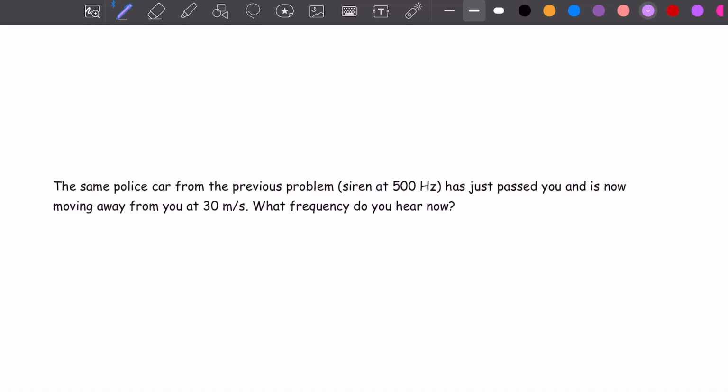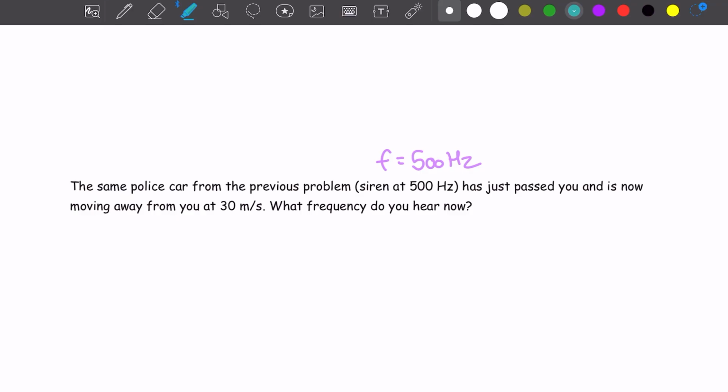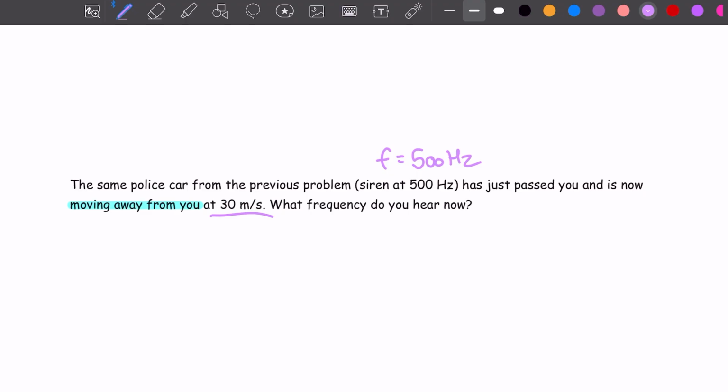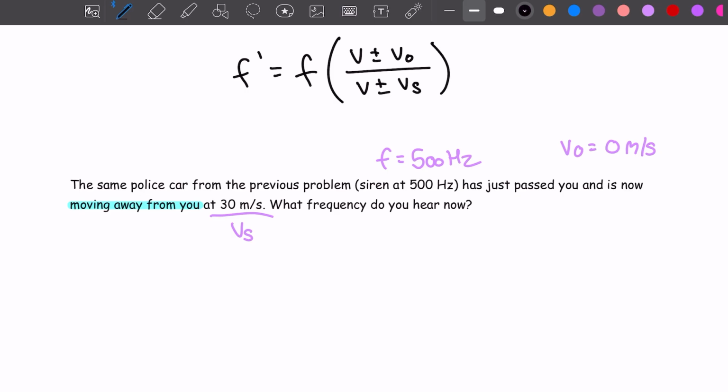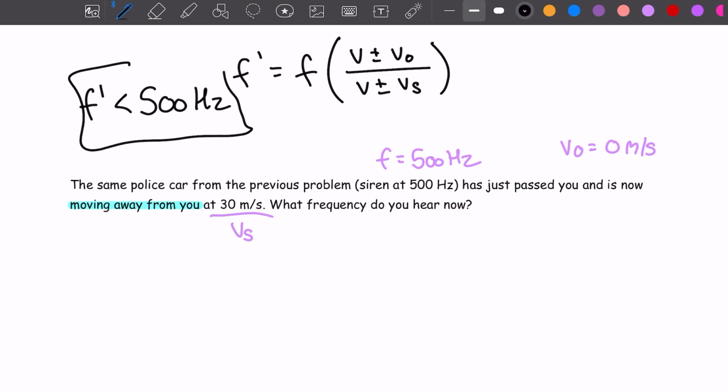The same police car from the previous problem, with the siren at 500 Hz, has just passed you and is now moving away from you. That's the keyword, moving away from you, at 30 meters per second. So we're given V sub S. Although it's not stated, we are stationary, so V sub O is 0 meters per second because we're not moving. And let's solve. I'm going to make a quick prediction here. Because it's moving away from us, then we know that the observed frequency is going to be lower than the actual frequency. So F prime is going to be less than 500 Hz. That's my prediction.